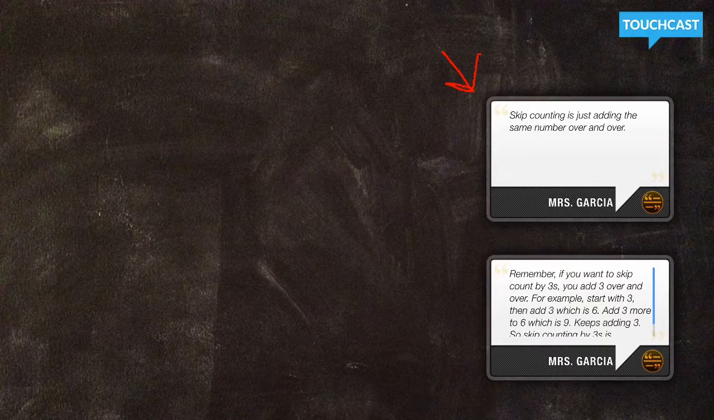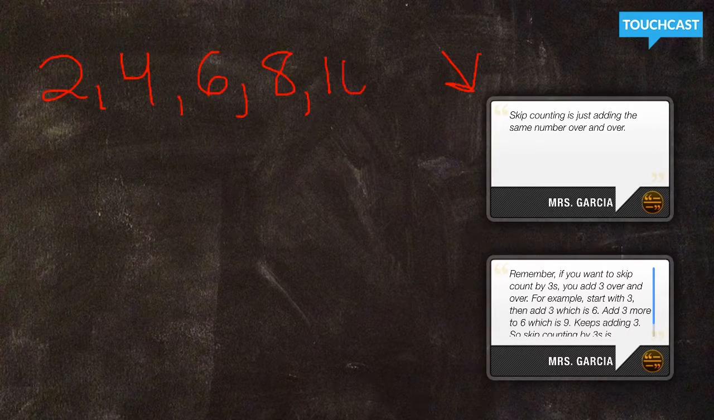So if your job was to skip count by twos, all you would do is start with 2 and add 2 to 2. 2 plus 2 is 4, and then we're going to add another 2. 4 plus 2 is 6. 6 plus 2 is 8. 8 plus 2 is 10. And so on. You can keep on counting up by 2. So that's skip counting by twos.